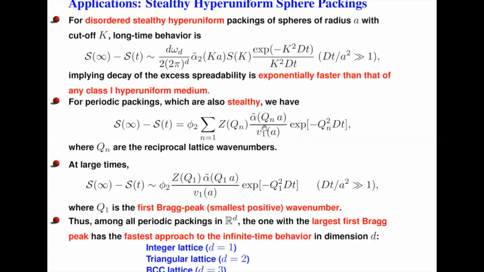And if you have a periodic packing, everything is determined by the first Bragg peak. And if you want to know which one has the fastest among all periodic packings, it's the one that has the smallest positive Q1. And in dimension one, it's the integer lattice. In dimension 2, it's the triangular lattice. In dimension 3, BCC is going to have the fastest among all periodic structures. And then you can actually say something about what happens in higher dimensions, which I'm not going to bore you with. But the moral of the story is it's useful to have these benchmark examples, because you at least know what's the fastest possible times you can have. And you could use that as a guide compared to, let's say, something that's more typical, disordered.